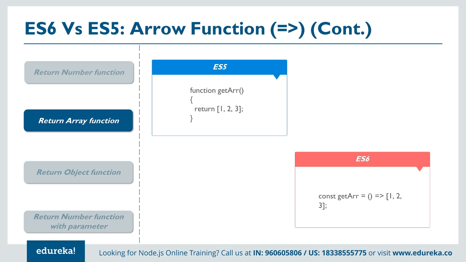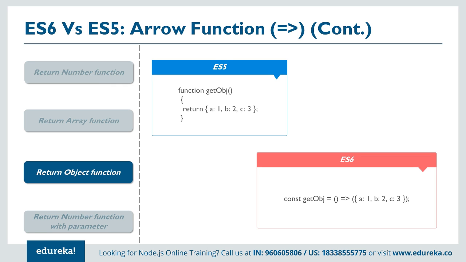Return array, again the same syntax over here. You all know this, but in ES6, empty brackets, arrow sign, and just the array. The array will be returned. Similarly, return object. Now, since this is an object, we can put the curly brackets inside normal brackets. Otherwise the curly brackets would be interpreted as the curly brackets for the function. We are putting them in normal brackets, and the object will be returned.